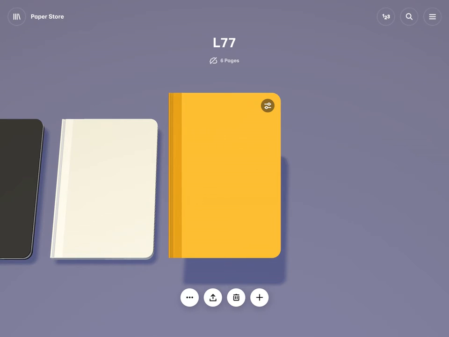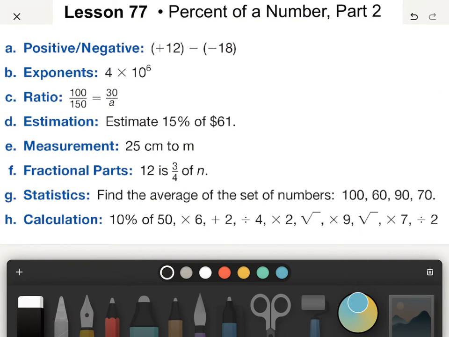Mental math! Let's get mental! Valentine's Day edition. Happy Valentine's Day, by the way. Mental math. Let's focus on math, please.